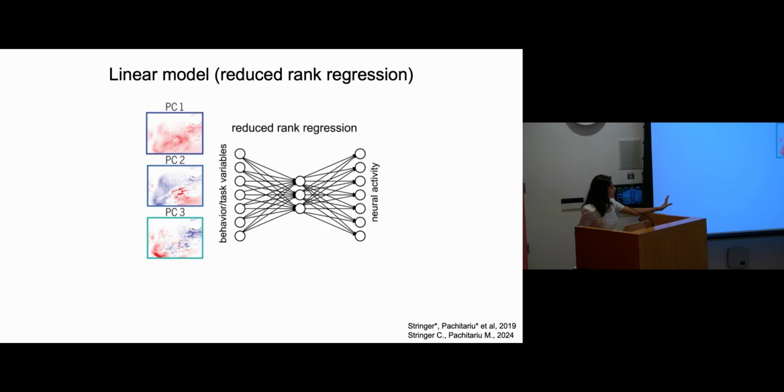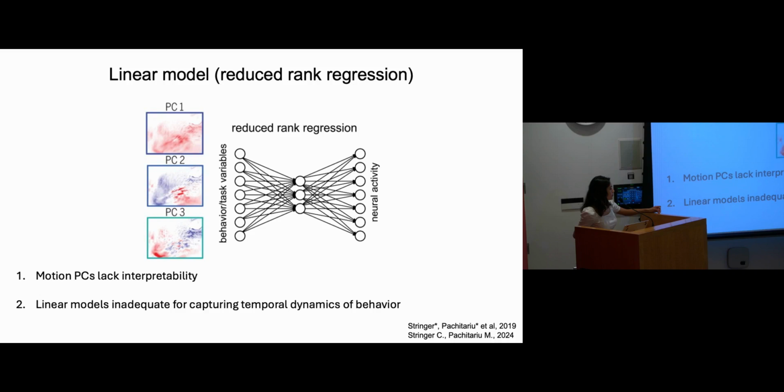The model that I just mentioned was a linear model, or reduced rank regression, to transform those behavior PCs to neural PCs. However, there were some challenges when using motion PCs to understand what behaviors are being represented. As you can see from the first few PCs of the mouse face, it's hard to tell which movements are driving this neural activity or what part of the face. And the other point was that the linear model used here does not capture temporal information that might be useful for integrating behavioral information across different timescales.